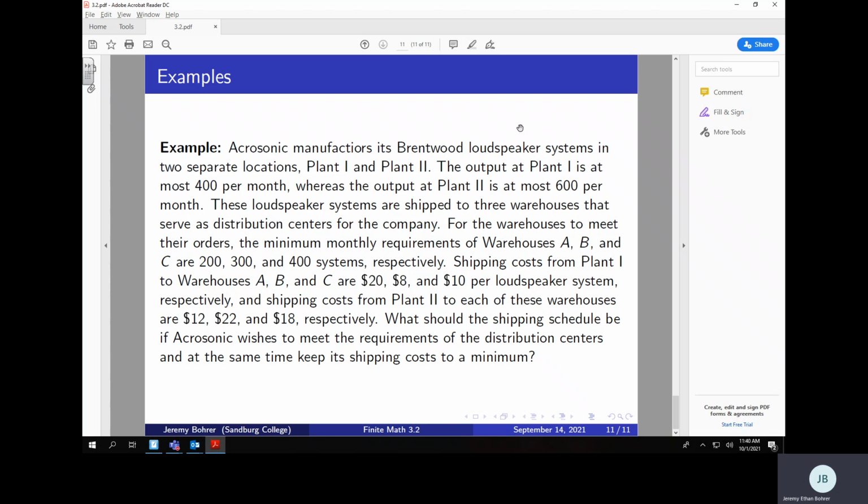For the warehouses to meet their orders, the minimum monthly requirements of warehouses A, B, and C are 200, 300, and 400 systems, respectively. Shipping costs from Plant 1 to warehouses A, B, and C are $20, $8, and $10 per loudspeaker system, respectively, and shipping costs from Plant 2 to each of these warehouses are $12, $22, and $18, respectively. What should the shipping schedule be if Acrosonic wishes to meet the requirements of the distribution centers and at the same time keep its shipping costs to a minimum?